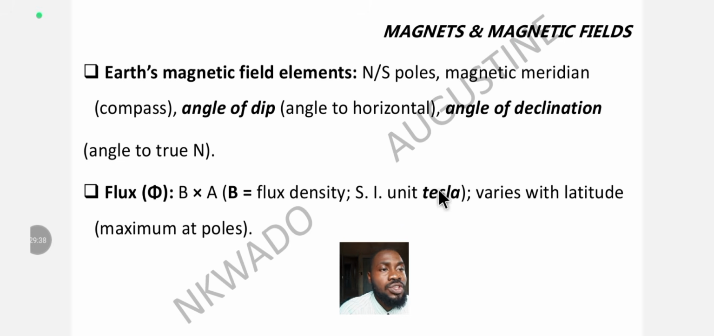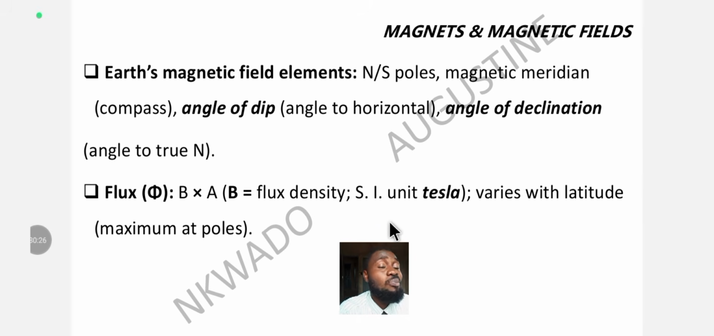So the magnetic flux density varies with latitude. It is maximum at the poles. What is latitude? We have latitude, we have longitude. Latitude is the location of an object in the geographical pole, usually measured with a compass. So this SI unit Tesla is the SI unit of magnetic flux density.